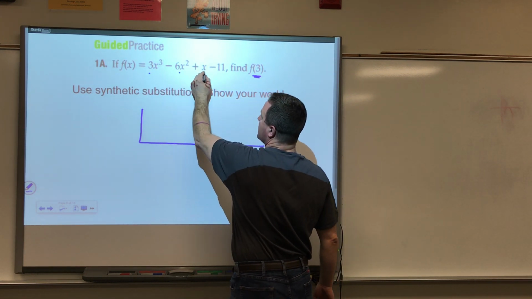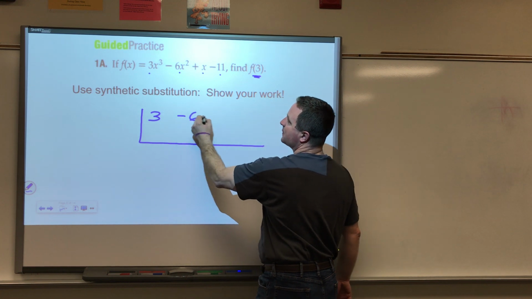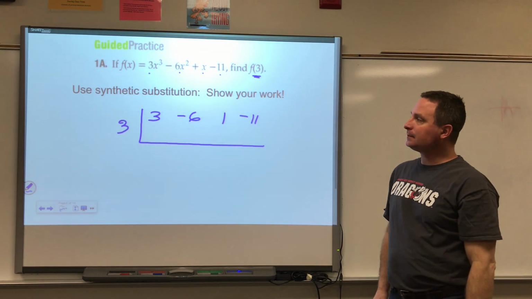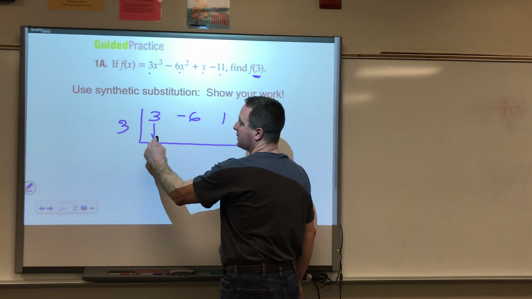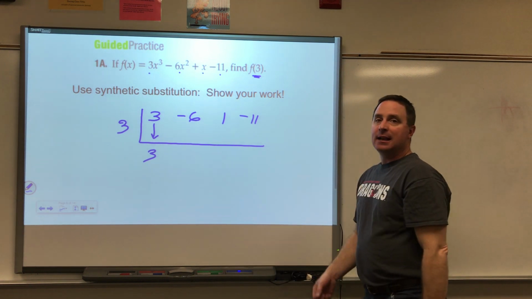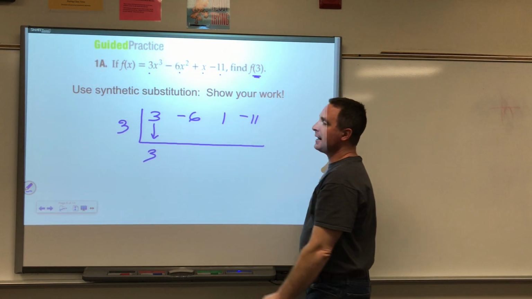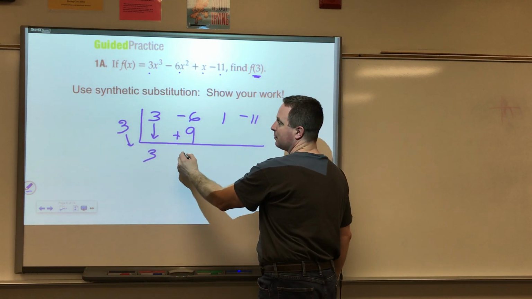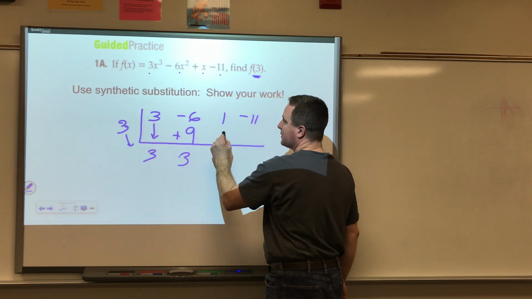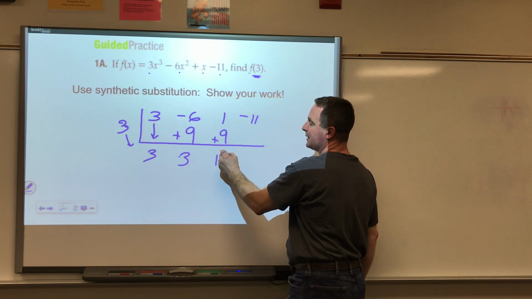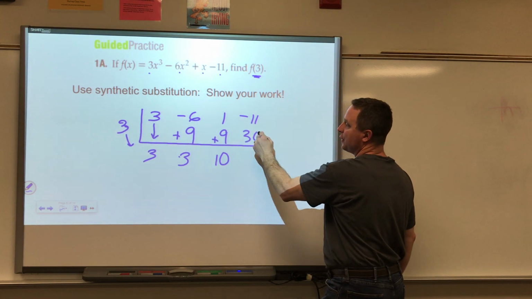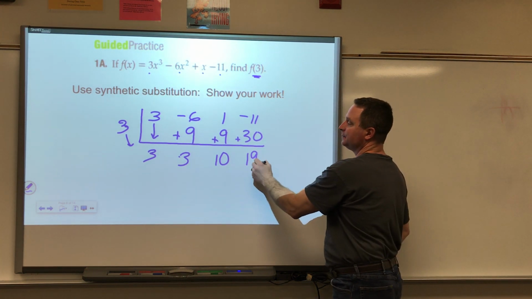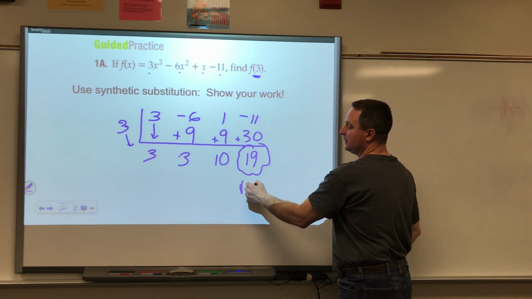Again, my coefficients are 3, negative 6, 1, and negative 11, and I'm putting positive 3 out front. I drop down my first number all the way down, that's my starting number, and then I multiply and add. 3 times 3 is 9. Negative 6 plus 9 is 3. 3 times 3 is 9 again. 1 plus 9 is 10. 3 times 10 is 30. And negative 11 plus 30 is 19. This would be my answer right here.